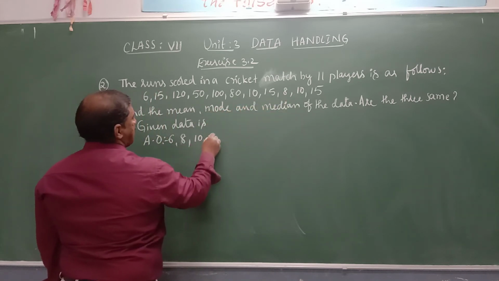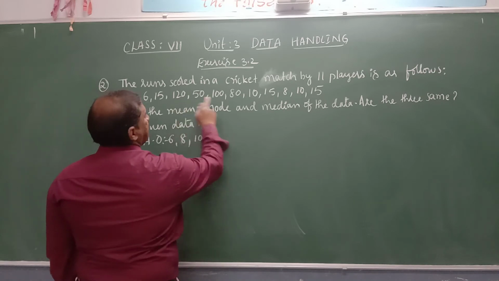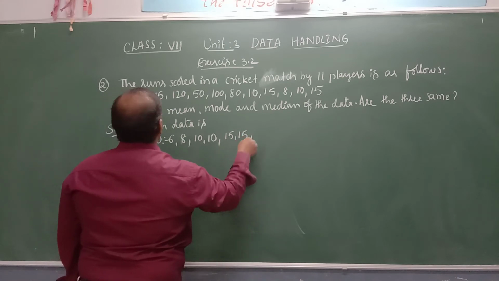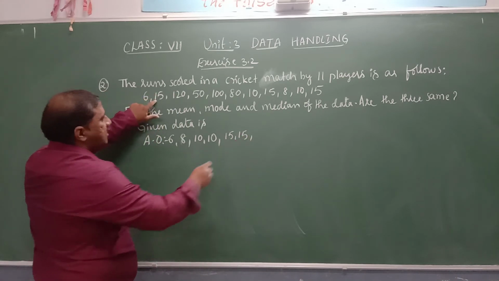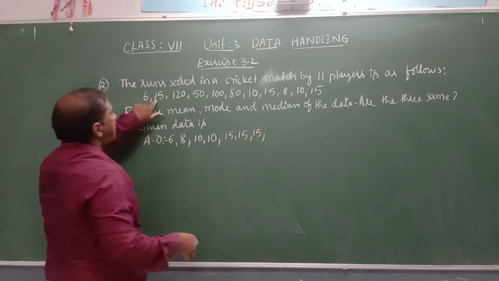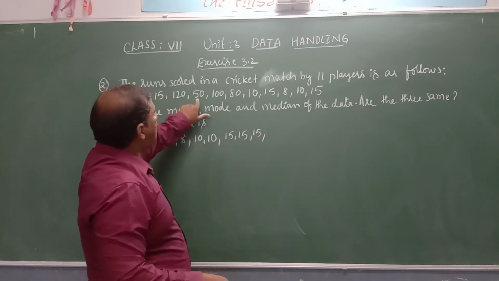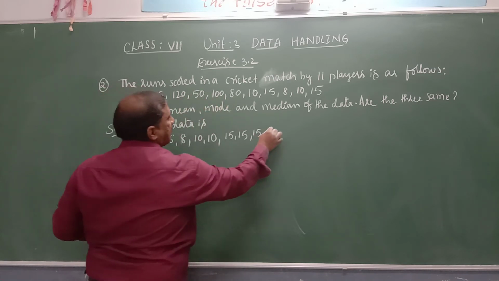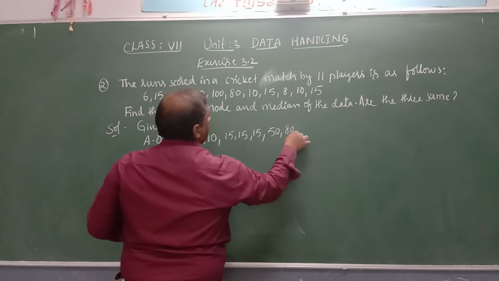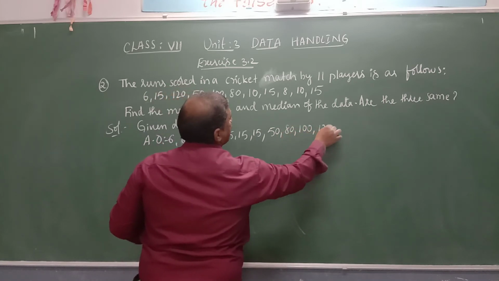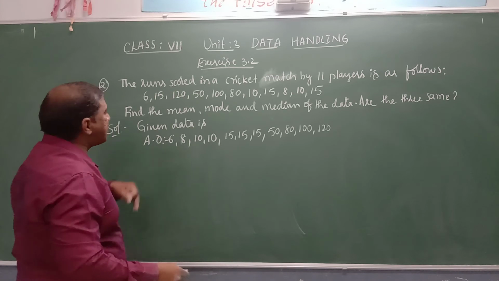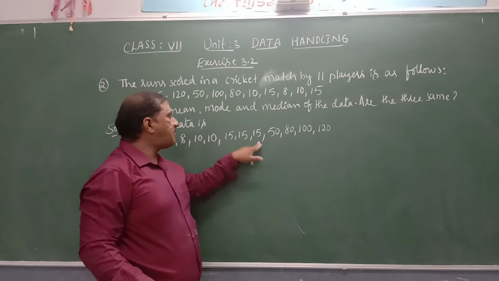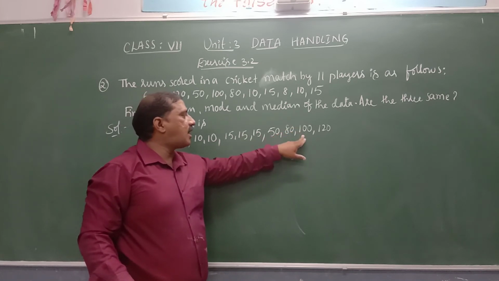10, 10, then we have 15 there 2 times, right? 15, 15, and one more 15 is also there. Then we have 50, 80, 100 and 120. So the given data I wrote in ascending order as 6, 8, 10, 10, 15, 15, 15, 50, 80, 100, 120.